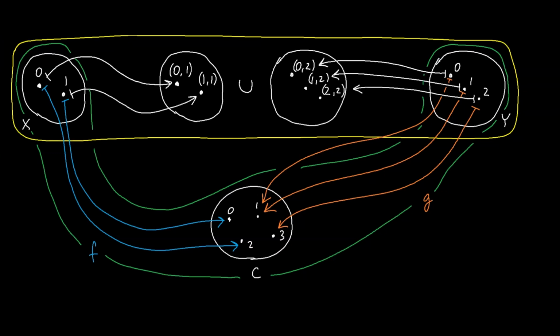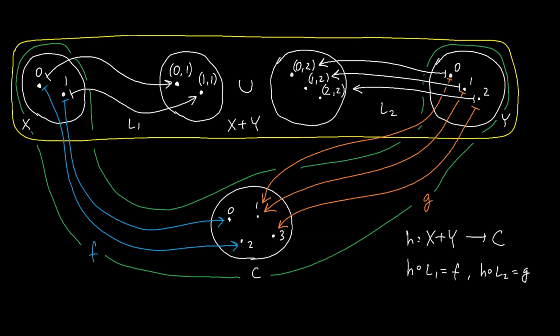Okay, so the question now is, how do we build a function from the union of these two sets into the set C? So the union of these two sets, we called it x plus y, and we want to build a function h from x plus y to C in such a way that h composed with this function from x to x plus y, which we called iota 1, will equal f, and h composed with iota 2, which is the other function that maps y to x plus y, will equal g.